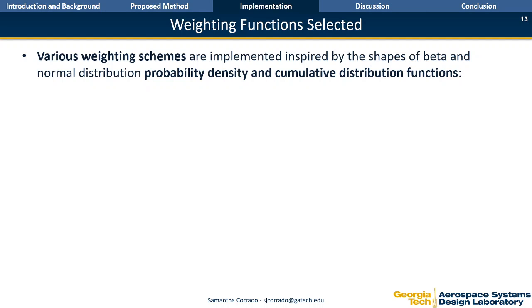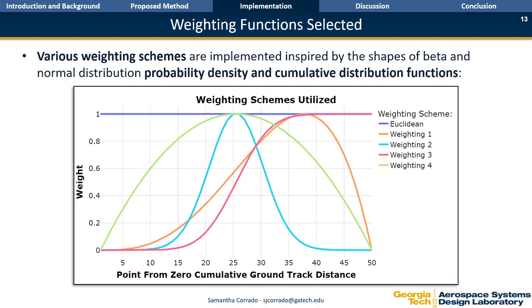There were 4 weighting schemes implemented in addition to the Euclidean distance. The shape of these weighting functions were inspired by the shapes of beta and normal distribution, probability density, and cumulative distribution functions. The 4 weighting schemes are displayed below for reference.